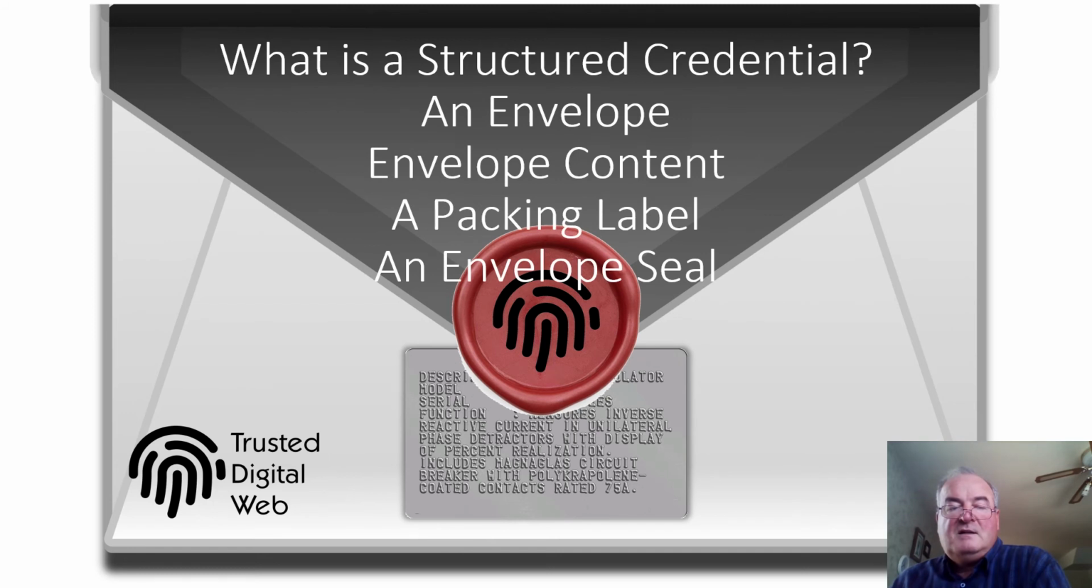So there we have it. We have trusted structured credentials. We have an envelope. We have content in the envelope. We have a label on the outside of the envelope, and optionally we can add a seal to the outside to support the different trust levels. The envelope, the content, the packing label, and the seal.